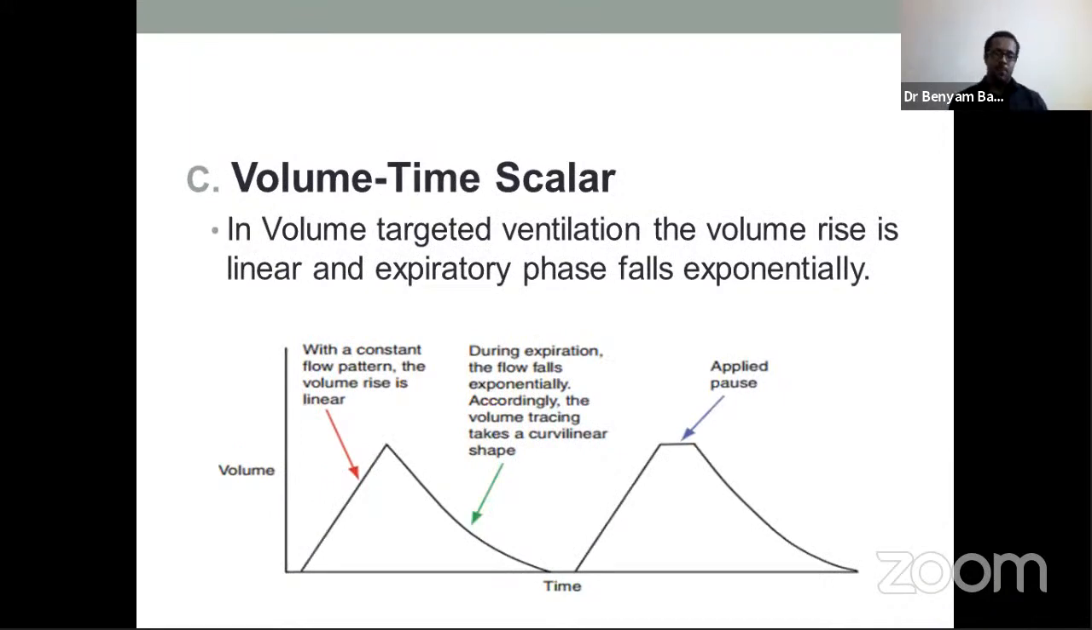Okay, the third and last part of the scalars would be the volume time scalar. The volume time scalar differs depending on what mode we are using or what target ventilation we are giving. If you're using volume targeted ventilation, the volume rise is usually linear and the expiratory phase falls exponentially. During volume targeted ventilation, if we set the inspiratory hold time, there will be an applied pause here, or flattening on top of the graph. That implies the inspiratory hold time. This would be the inspiratory time with the inspiratory hold, followed by exhalation or expiration.